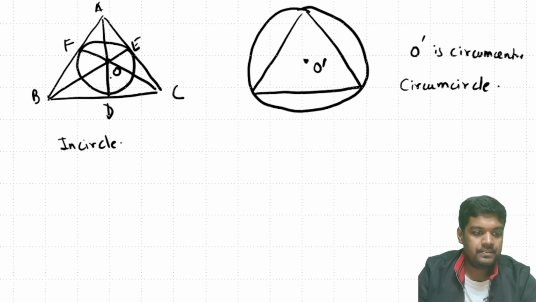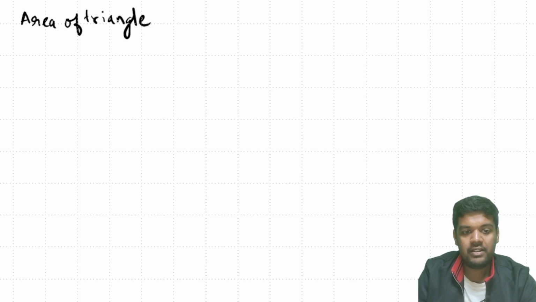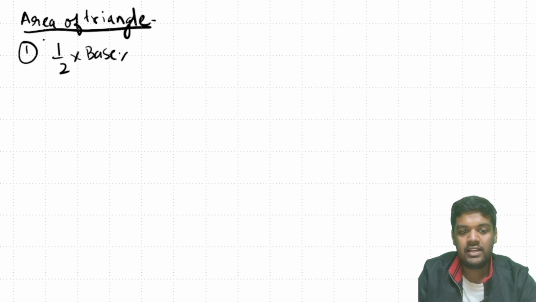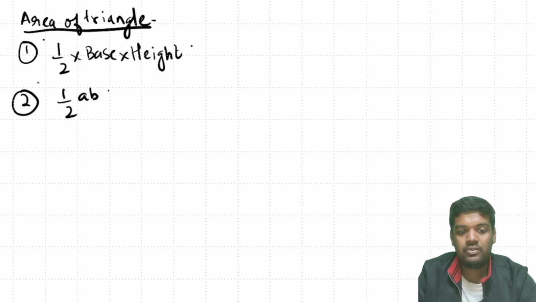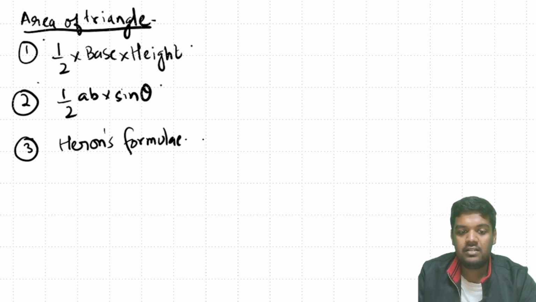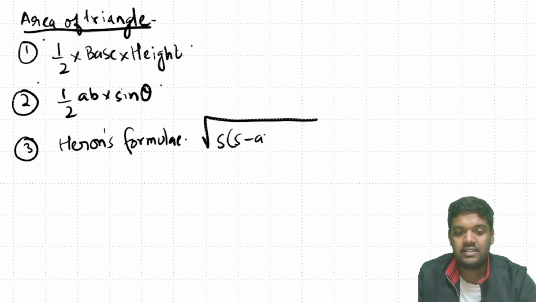ओके, सो हम पहले से जानते थे कि एरिया ऑफ ट्राइंगल के कुछ इंपॉर्टेंट फॉर्मूलाज होते हैं. लेट्स सी वन बाय वन. एरिया ऑफ ट्राइंगल हम जानते थे हाफ इंटू बेस इंटू हाइट, ये एक फॉर्मूला है. सेकेंड फॉर्मूला क्या है? हाफ इंटू a इंटू b इंटू sin theta, वेयर theta इज द एंगल बिटवीन द टू साइड्स a एंड b. थर्ड क्या है? हीरोन्स फॉर्मूला. इफ यू रिमेंबर, हीरोन्स फॉर्मूला क्या है? रूट अंडर s into (s minus a) into (s minus b) into (s minus c), where s is semi perimeter.